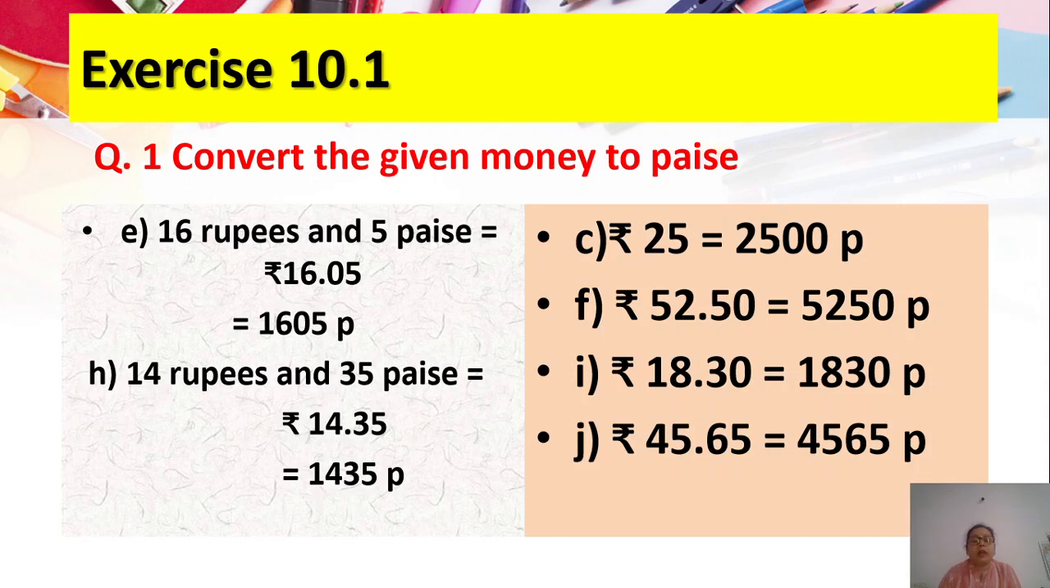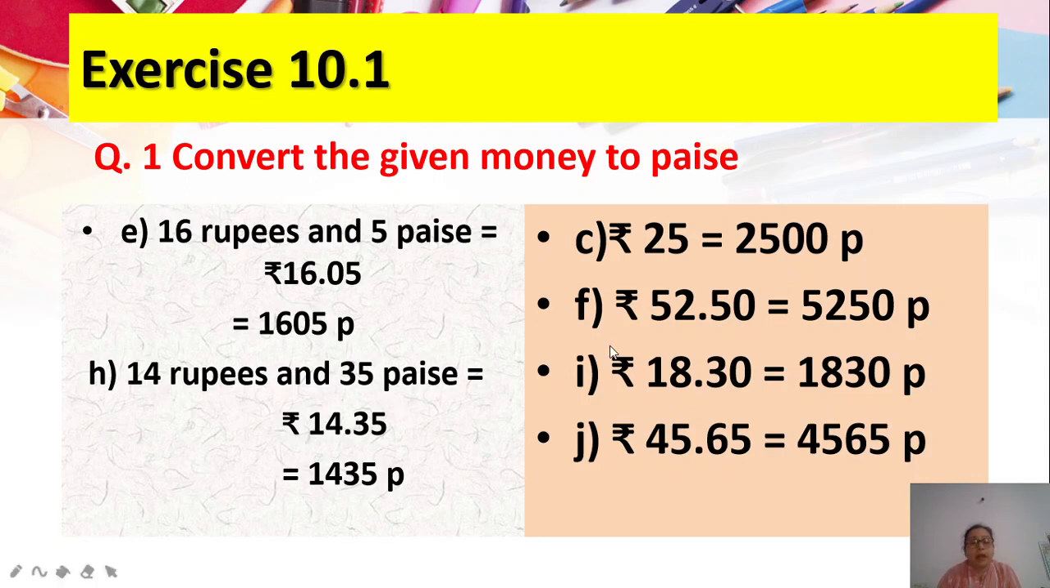Just have a look at question number C, rupees 25. Whenever we are converting rupees into paise, multiply it by 100 because 1 rupee is equal to 100 paise. So when we multiply 25 rupees by 100 paise, we get the answer 2500 paise. And paise we denote by P.